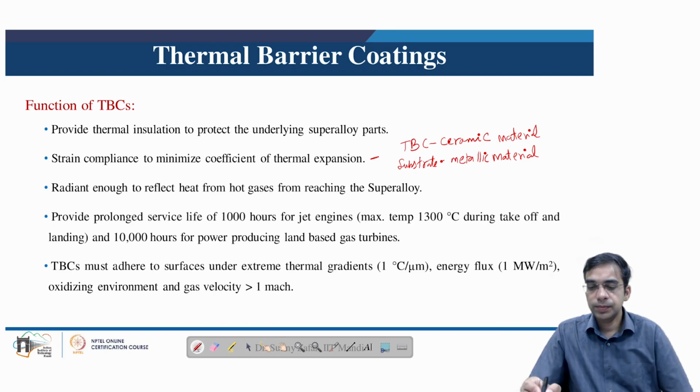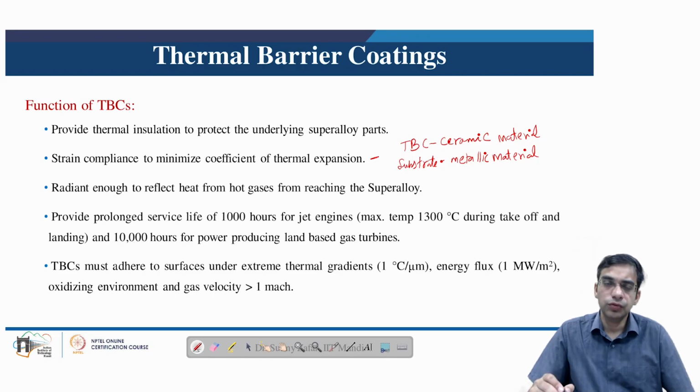Here we observe that ceramics and metals generally have a big difference between their coefficients of thermal expansion. So it is important that whatever material is applied in the thermal barrier coating, its coefficient of thermal expansion should be compliant with that of the underlying metallic substrate, otherwise there is a mismatch in the coefficient of thermal expansion.